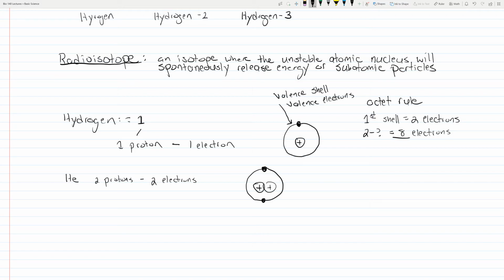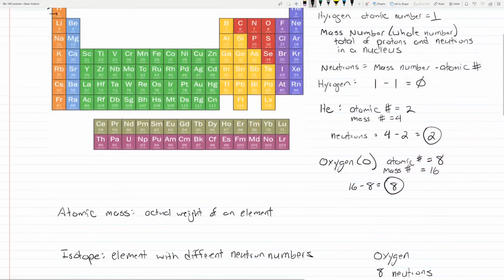So we can say this is a full valence shell. We don't have to do anything else with this. It has been built. Okay, now let's go on and look at a different element.